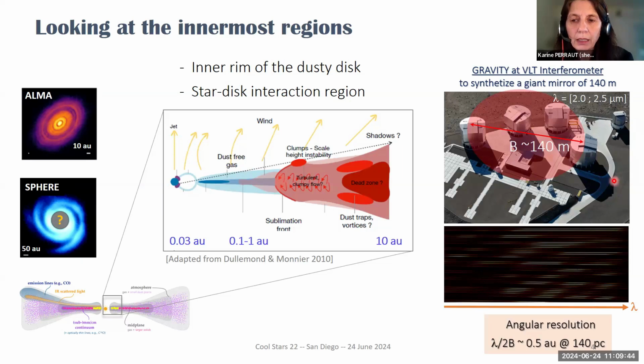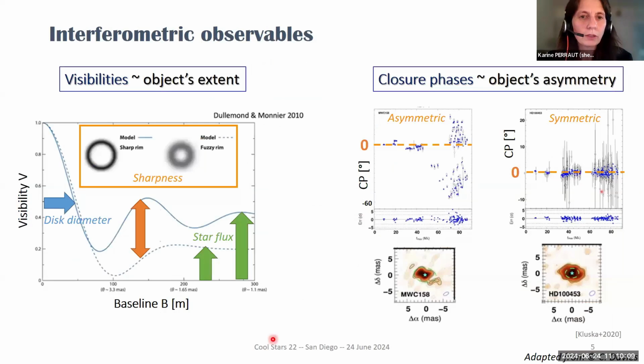But the price to be paid is that we no longer have beautiful images, but a fringe pattern from which we have to extract the relevant observables. But this allows us to reach the angular resolution that is needed. So, a few words about the interferometric observables. The contrast, or the visibility, of the fringes gives us access to the extent of the objects. The diameter, but also the sharpness of the environment, can be probed with the visibility plotted as a function of the separation between the telescopes. And the quantity called the closure phase gives us access to the asymmetry of the environment. And this is really important if we would like to probe substructures in this inner region.